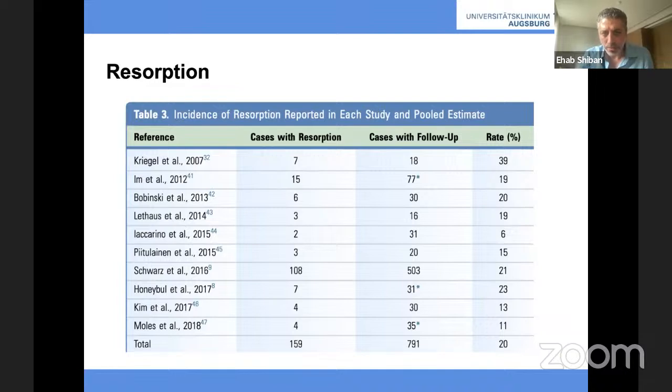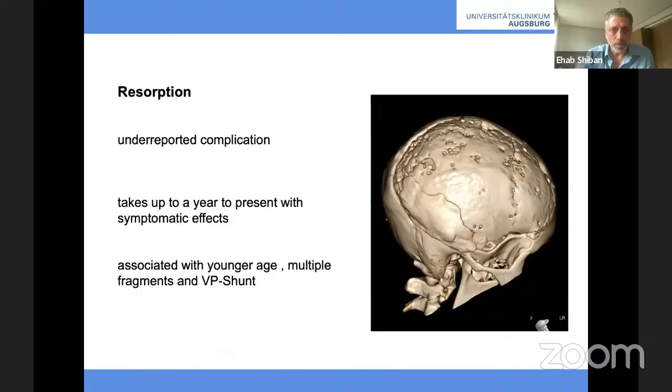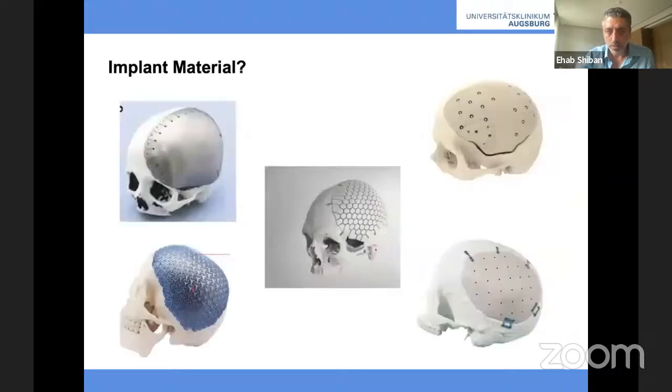And here you see that the resorption rate in total was about 20%, and it varies between the studies from 6% to 40%, with an average 20% resorption rate. So in my opinion, resorption rate is an underreported complication. We don't really think about it in daily practice because many of these patients just do not come for follow-up. It takes up to a year to be symptomatic, and it's more often seen in younger patients after traumatic brain injury and patients who have VP shunts, and I'll show you the data on that.